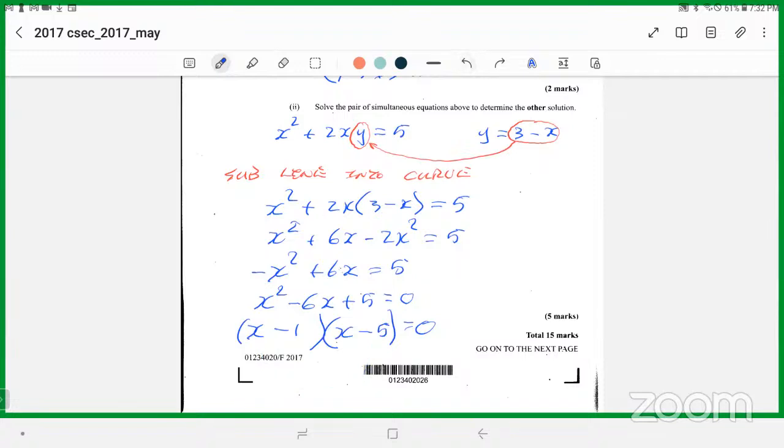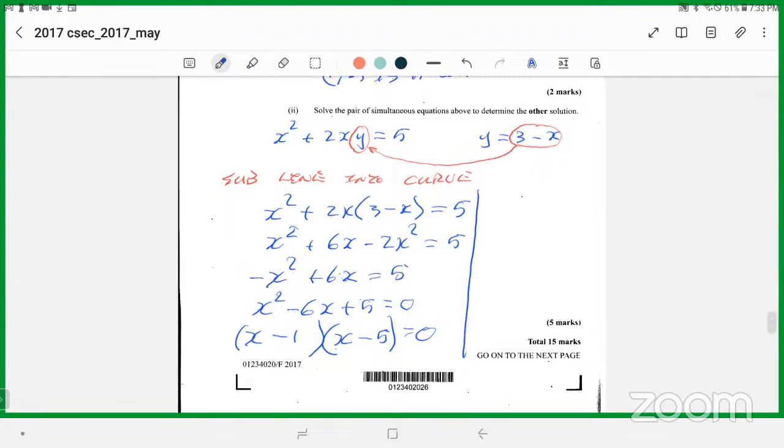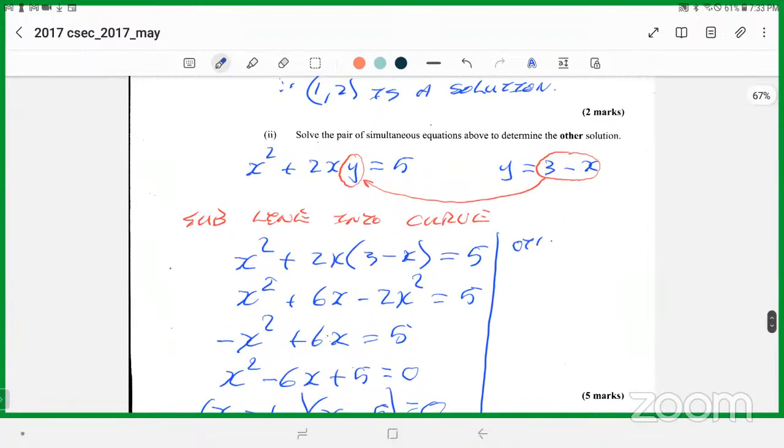So the other point is where x equals 5. This factor is going to give me x equals 5. But this factor is giving me x equals 1, which we dealt with already. The other point the question is asking us about is where this now equals 0. So let's put it here. The other point is where x equals 5. The other point that they're asking us for, the x is equal to 5.